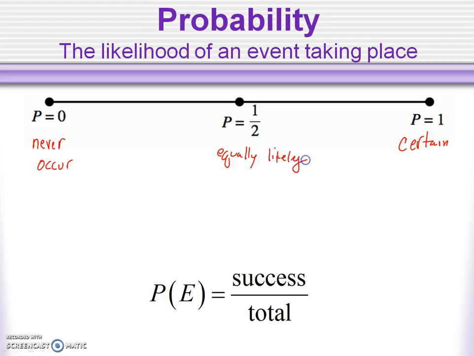So the probability of heads or tails is probably the easiest way to demonstrate a 1/2, that kind of thing. Equally likely or unlikely.